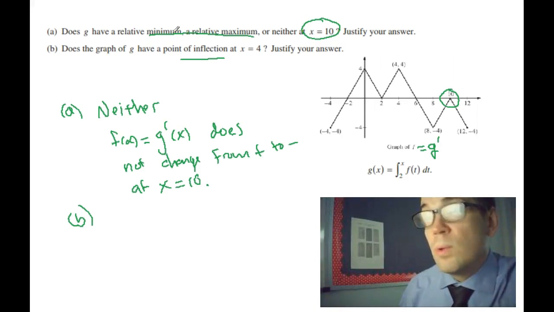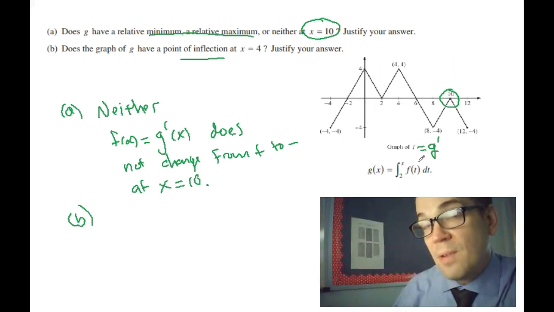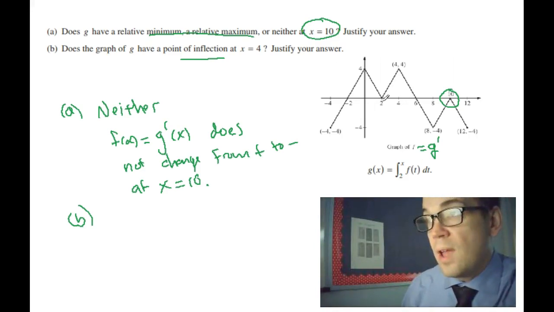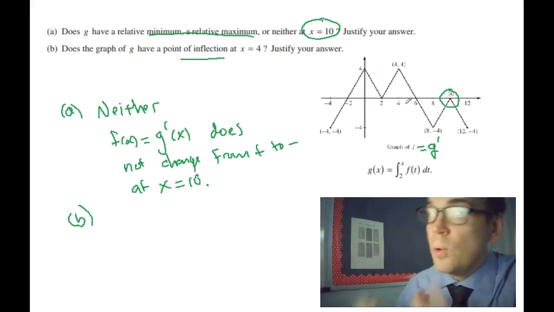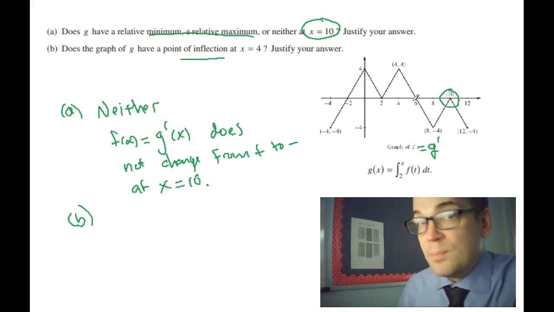So we would again have to recognize that this graph f is also a graph of g prime, and we have to know from first semester that g is going to have an inflection point if its derivative, g prime, changes directions. Since at x equals 4, f goes from up to down, that means g prime would go from up to down. That also implies that g double prime would go from positive to negative. But we don't need to say all that.